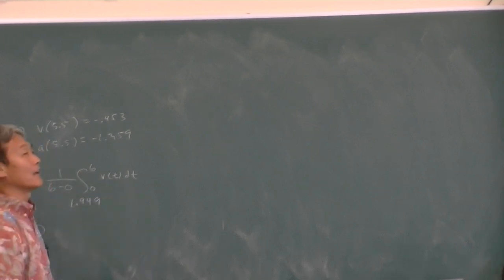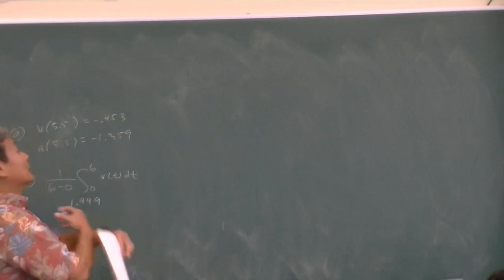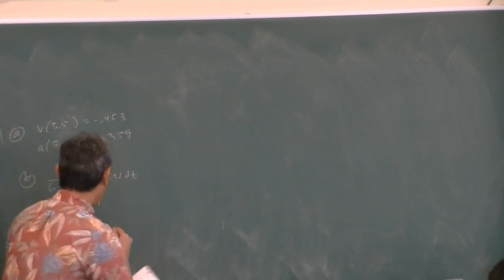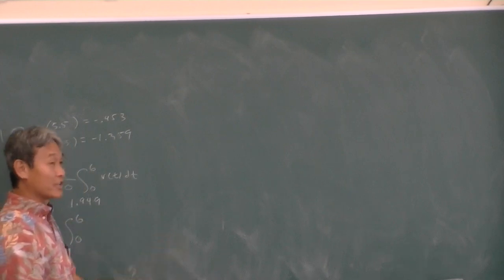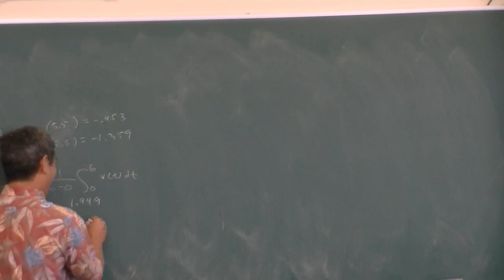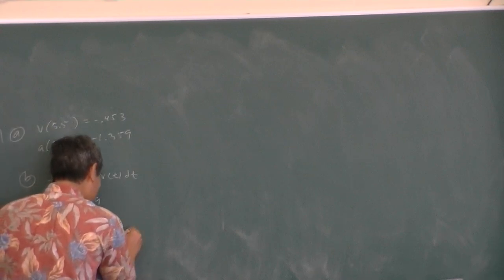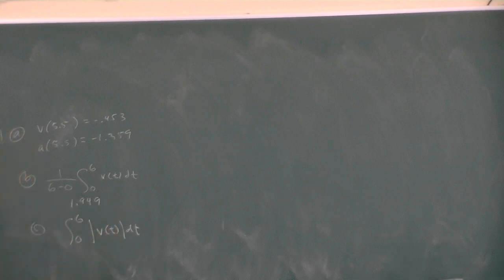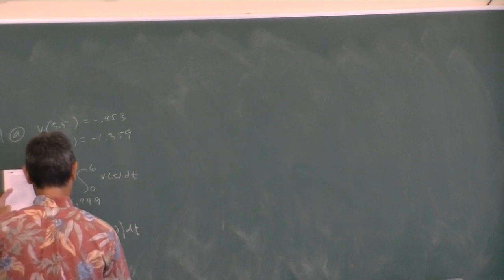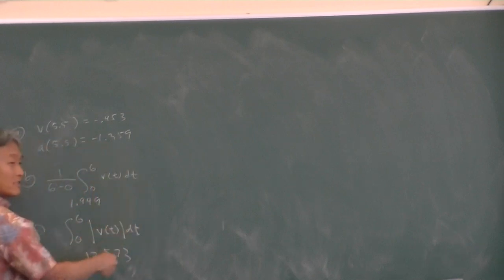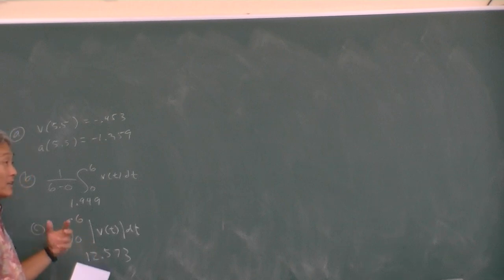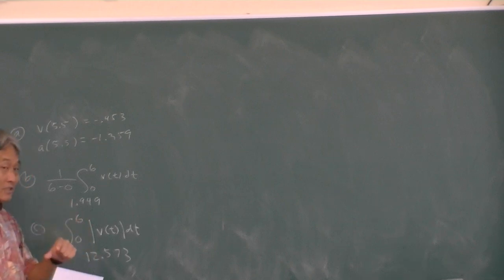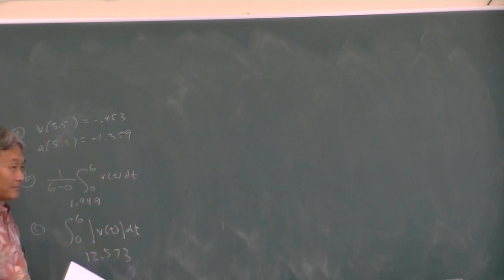C, find the total distance traveled. Oh, I cannot believe some of us... How do you find the total distance traveled from 0 to 6? You integrate from 0 to 6 the absolute value of the velocity dt. You write that integral down, you get 1 point. You math 9 it on your calculator, you get the other point. 12.5. This should be 2 points in the bag. Some of us not even putting the absolute value. If you don't put the absolute value, you are finding the displacement. Total distance traveled, you got to put absolute value.